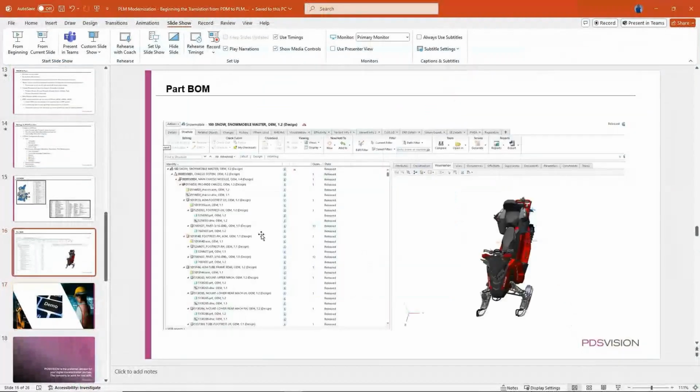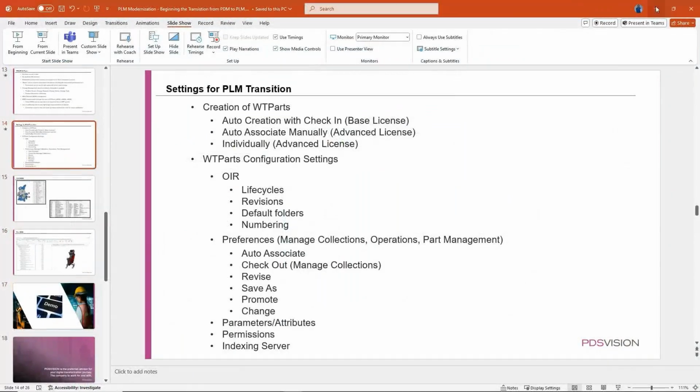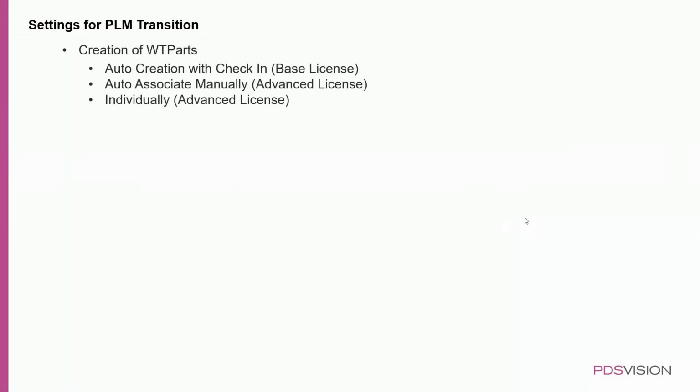I do want to come back to this slide here because this is once again the important slide. As we go through and we begin that transition, we want to make sure that we are creating our WT parts through one of these methods. Like I said, if you're doing it gradually, then at least turn on the auto associate in your preferences so that as you're checking it in, it's creating those WT parts.